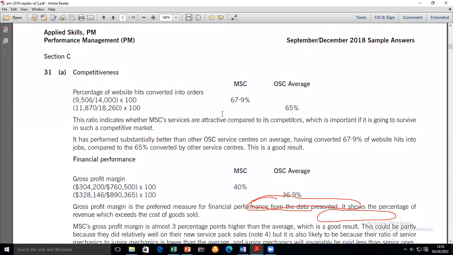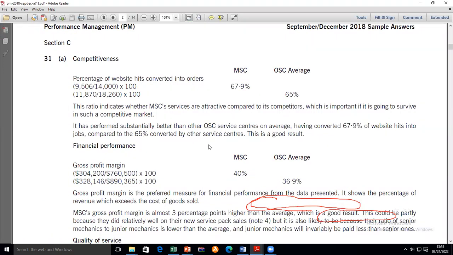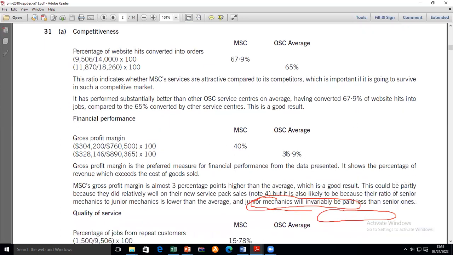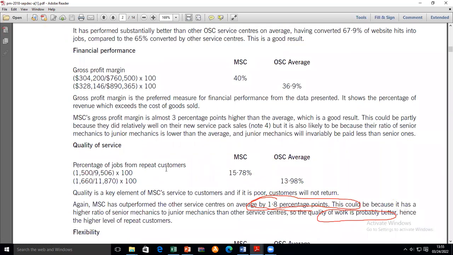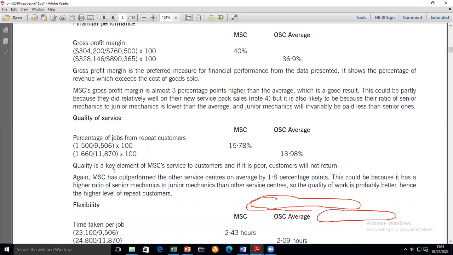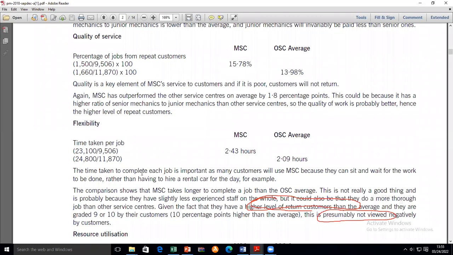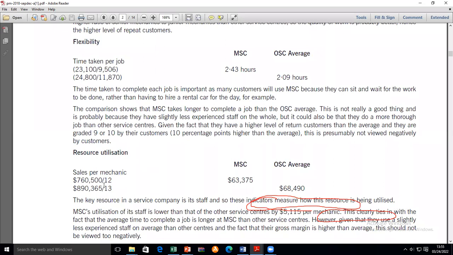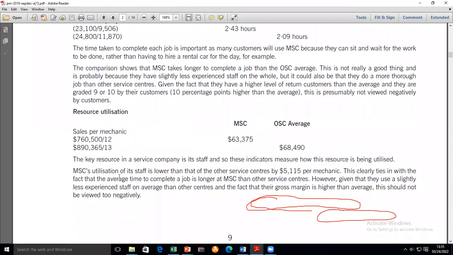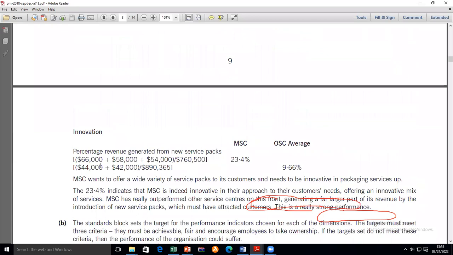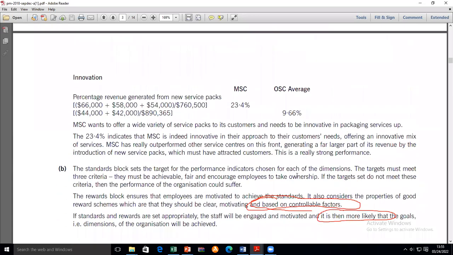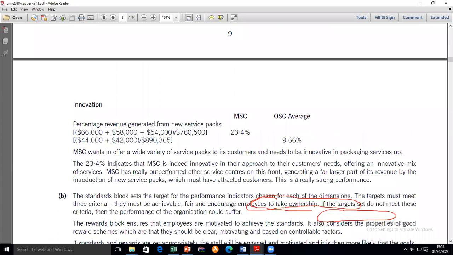Okay, so this is what you had there. Competitiveness is here. Gross profit margins are here. Quality of service: percentage of jobs from repeat customers. Flexibility: the time that it takes us to complete the job. Resource utilization: the sales per mechanic. Innovation: the revenue from the new products. That's it.